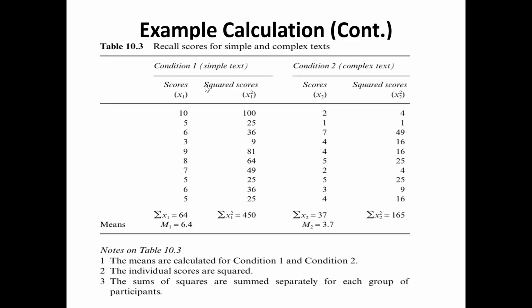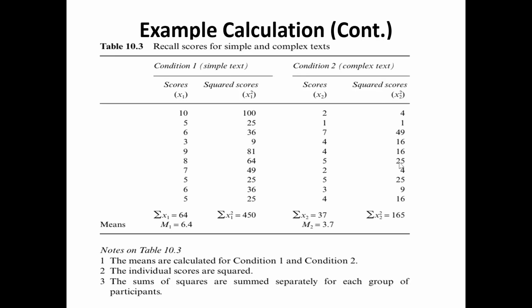Then one thing you must do is to calculate the squared scores, which I mentioned before. You square these scores. 10 squared, that is 10 times 10, 100. 5 squared, 25. 6 squared, 36. 3 squared, 9. 9 squared, 81. 8 squared, 64. 7 squared, 49. 5 squared, 25, and so on and so forth.